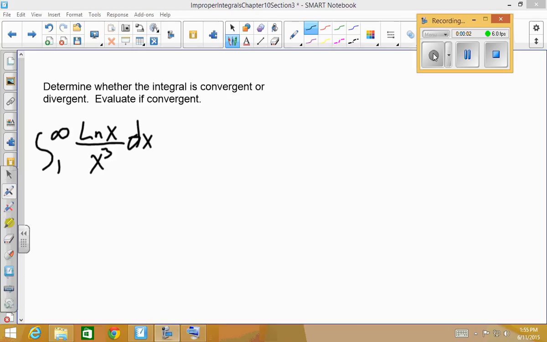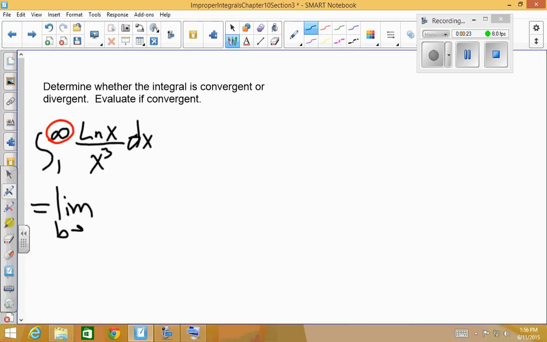Determine whether the integral is convergent or divergent. Evaluate if convergent. The integral from 1 to infinity, natural log of x over x cubed dx. This is an improper integral, as we see by the infinite limit of integration. So by definition, this is equal to the limit as b goes to infinity of the integral from 1 to b, natural log of x divided by x cubed dx.